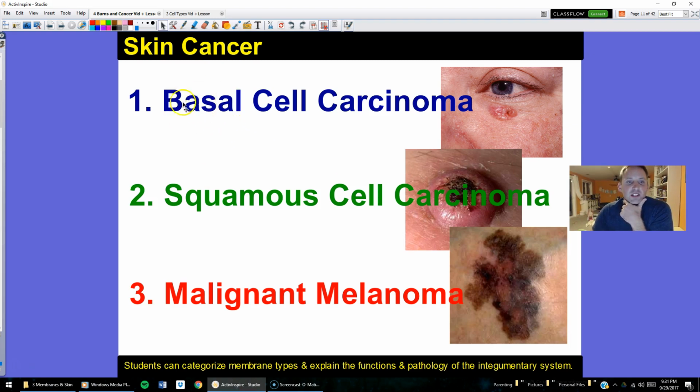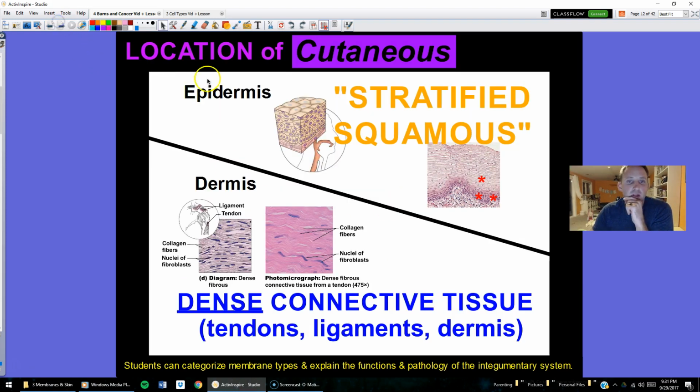If you're thinking this is in the stratum basale, you're right. If you're thinking this has to do with melanocytes, you're right, and that's also in the stratum basale. Squamous cell is probably the most general name, and we'll talk about that in a second.